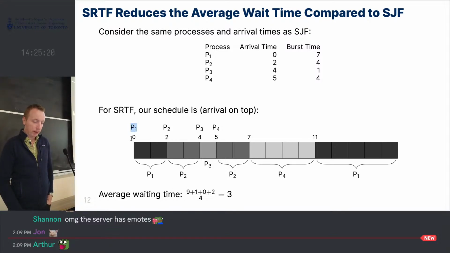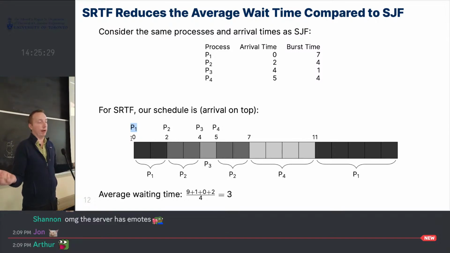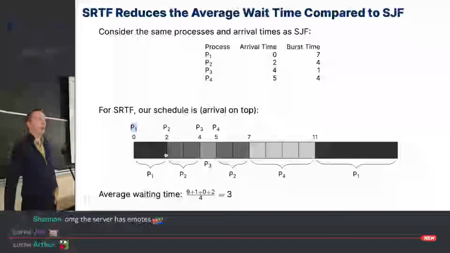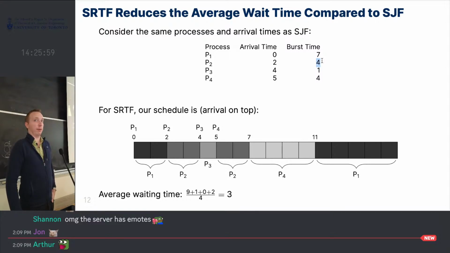So it starts off the same: at time 0, P1 is the only thing we can schedule, so we have to schedule it. So we start executing it, and then at time 2, well, P2 comes in. P2 comes in, and we have executed P1 for 2 time units. That means it has 5 time units remaining, right? Because its total burst time is 7. So it has 5 time units remaining, and P2 has 4 time units remaining because we haven't started executing it yet. Well, 4 is shorter than 5, so we would pick to execute process 2.